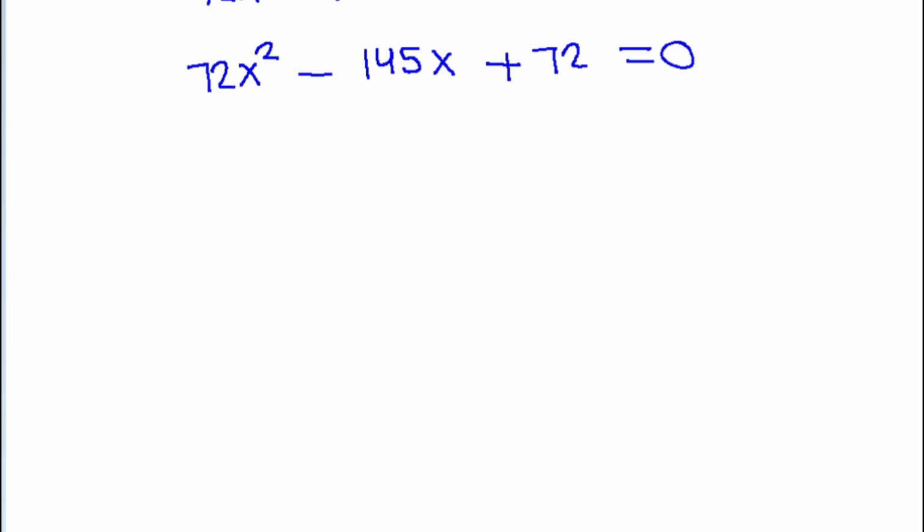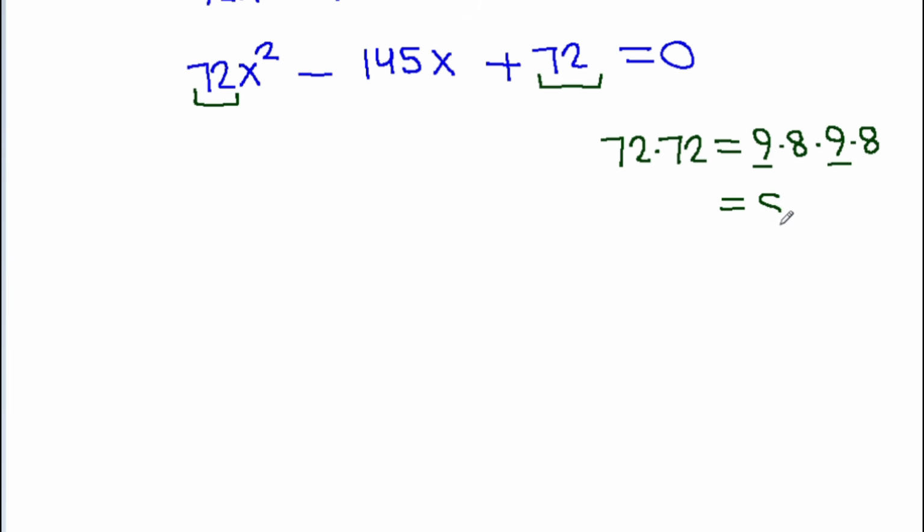And now 72 times 72, 72 is 9 times 8, and 72 is 9 times 8, and 9 times 9 is 81, and 8 times 8 is 64, and 145 is 81 plus 64.